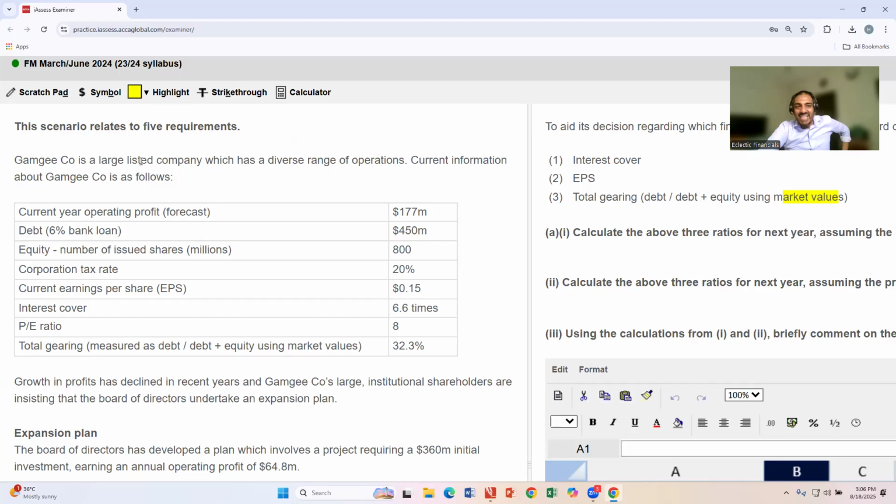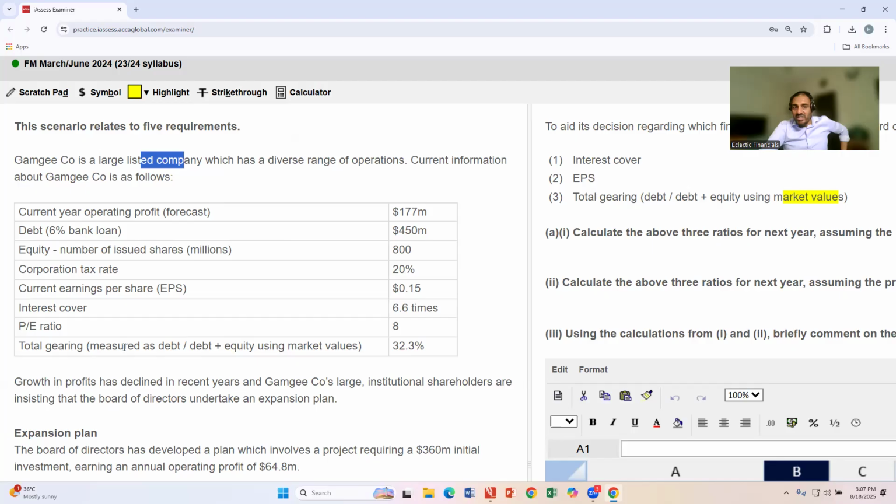Gemgee company is a large listed company which has a diverse range of operations. Current information about Gemgee is as follows. Current year operating profit $177 million. Current debt: 6% bank loan, $450 million. Equity: 800 issued shares. Corporate tax rate 20%. Earnings per share 0.15. Interest cover 6.6 times. P/E ratio 8, an 8 multiple.